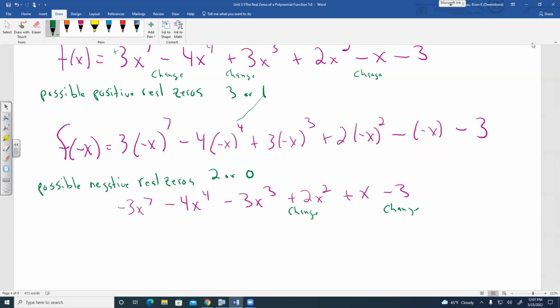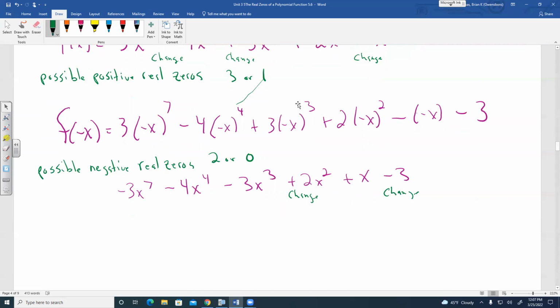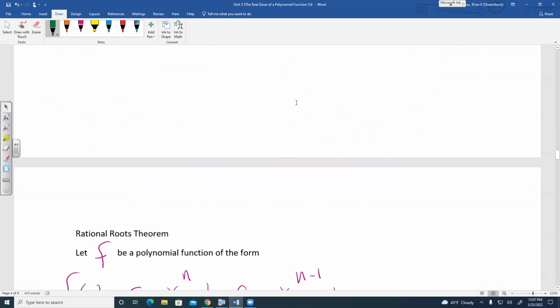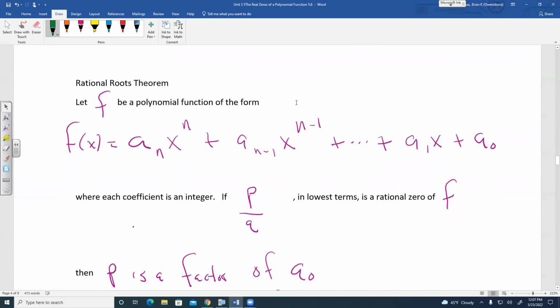So the Descartes rule of signs can help you identify whether you're looking for 3 positive real zeros or 2 or 0 negative real zeros. So that's what's called the Descartes rule of signs. So now we have what's called the rational roots theorem.